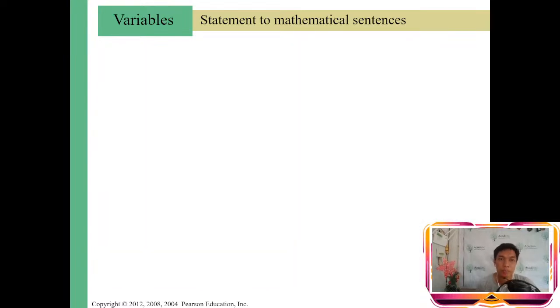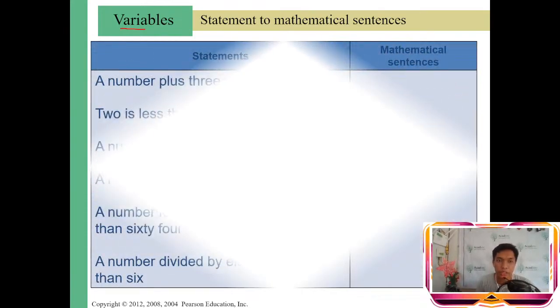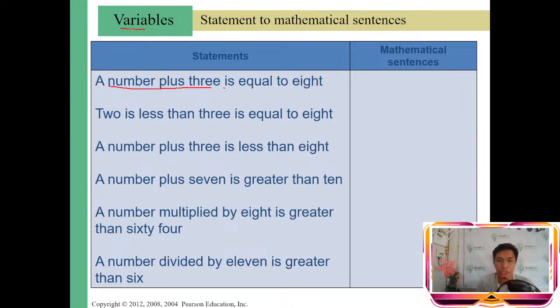Another one, variables. How about if we have variables in a statement of mathematical sentences? We have here a number plus 3 is equal to 8. A number plus 3 is equal to 8. So you can say a number x plus 3 is equal to 8. Very easy to find and also to convert those words into a mathematical sentence.